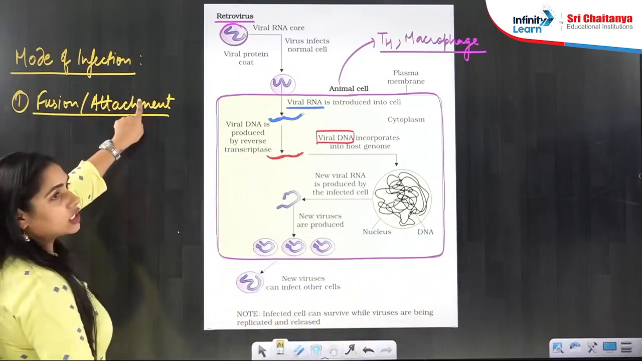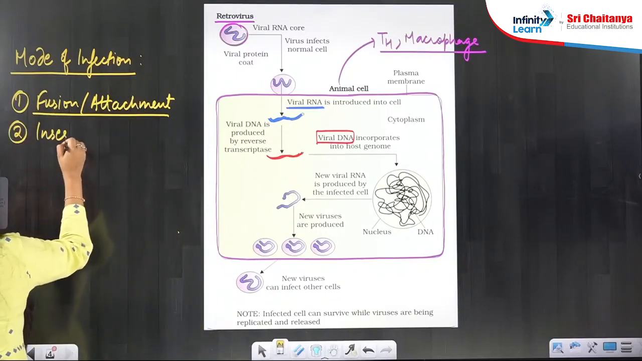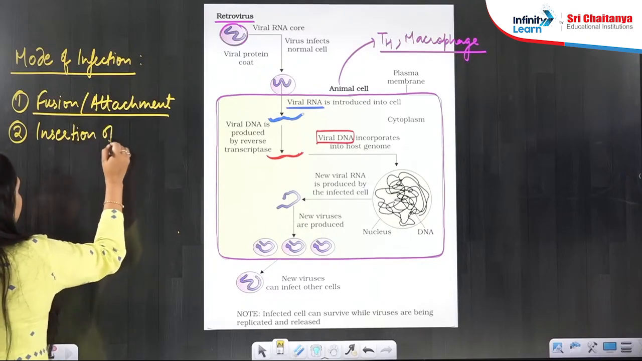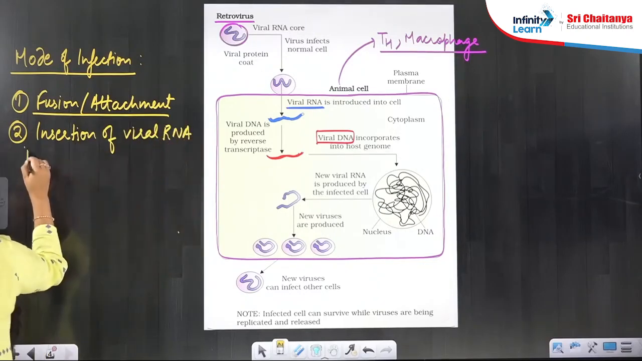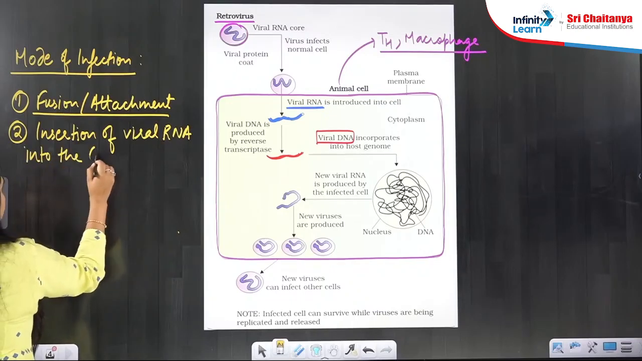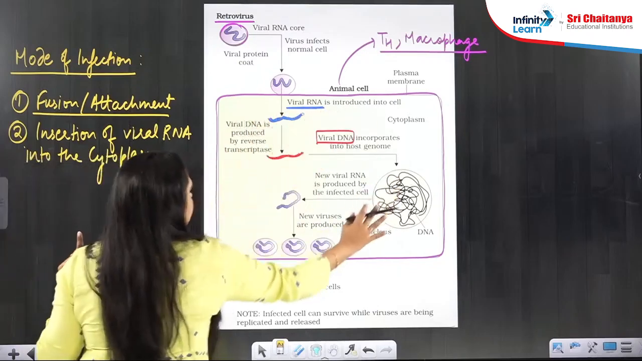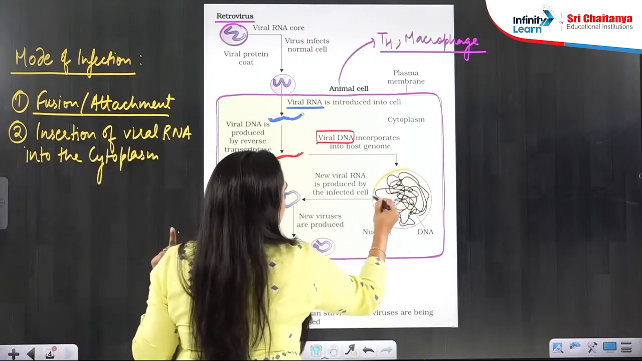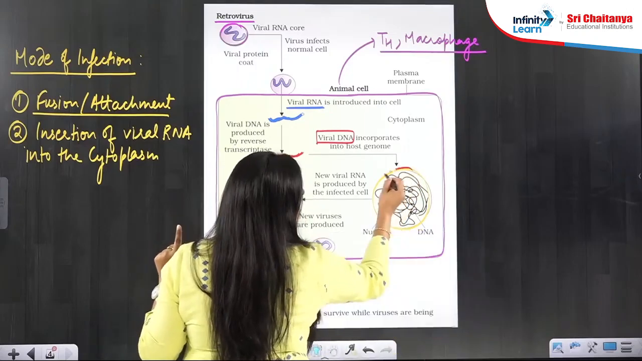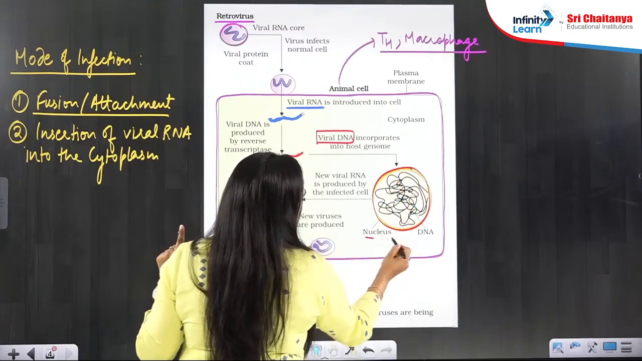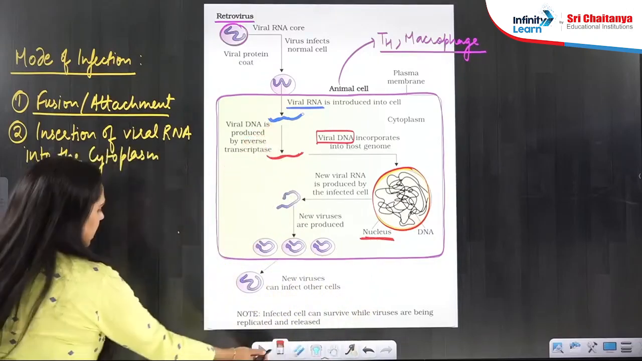First is fusion or attachment. The second step is insertion of viral RNA into the cytoplasm. This is the cytoplasm. Then here there is the nucleus, the nucleus of the host cell. So in the cytoplasm only, what is happening?